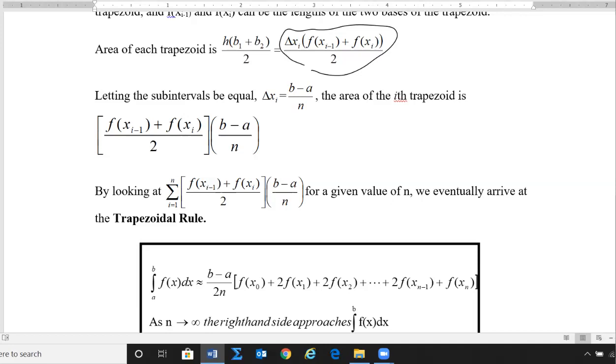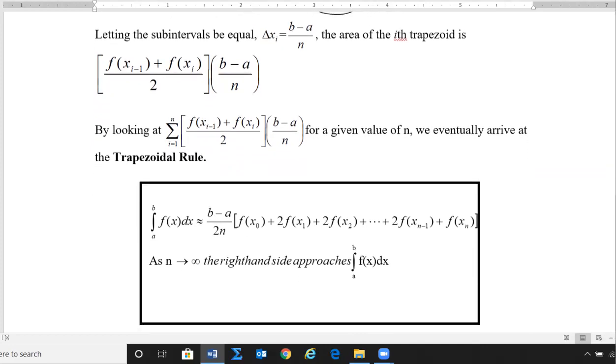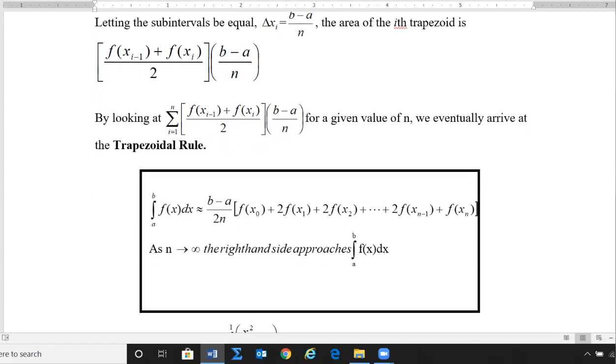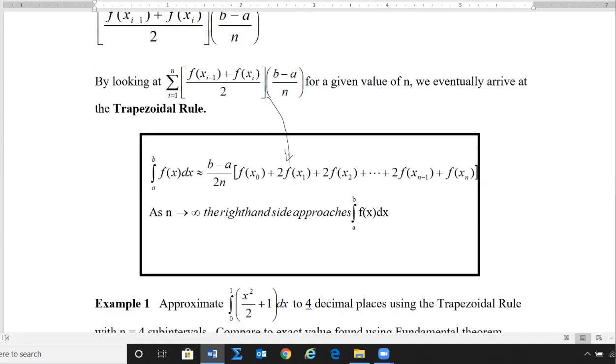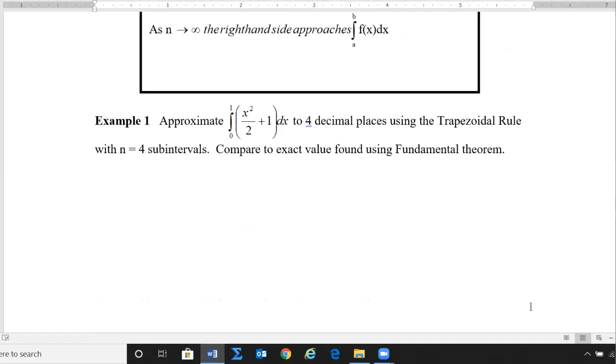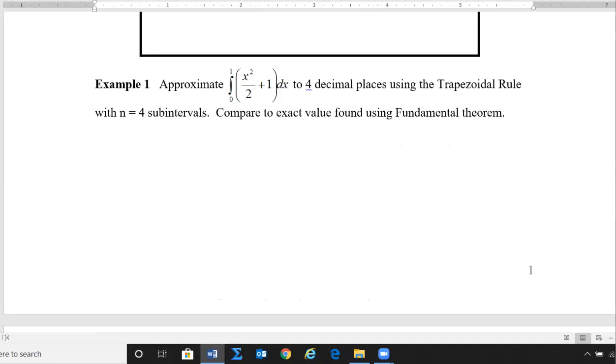So, a little bit of algebraic manipulation. This sum actually ends up being this thing here. All we have to do is find those x sub i's and use the formula to generate them. So for this curve, x squared over 2 plus 1, we're going from 0 to 1, and we're going to use 4 subintervals. You have to decide that up front.